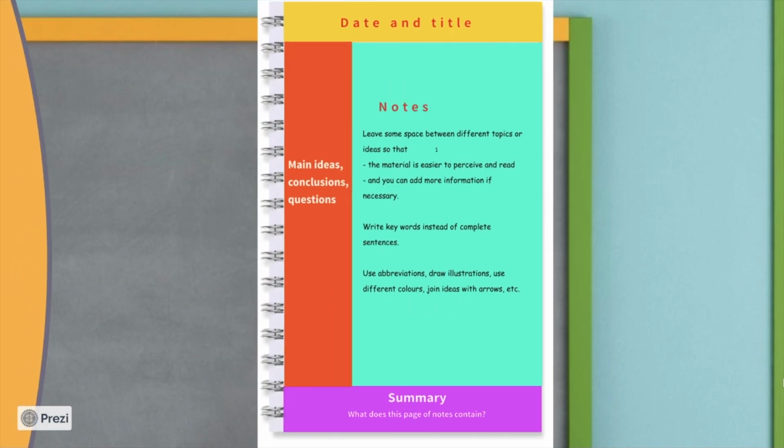If we look at this, this is just color-coded. So up the top, we have our date and title in yellow. Then we have our green main section where all our notes go. Orange on the left, we have our main ideas, conclusions, and questions. Down the bottom in purple is our summary.